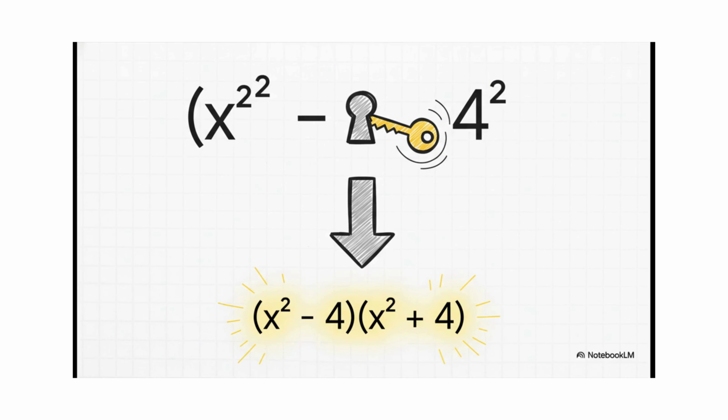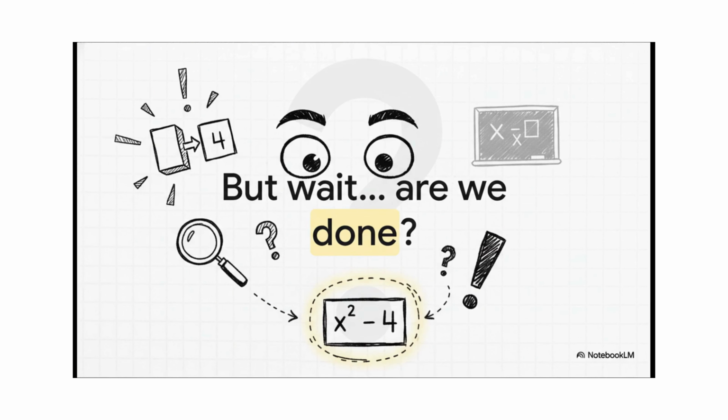So just by applying that rule, we can instantly factor our expression into x squared minus 4 times x squared plus 4. That is a huge step forward, and we did it in a single move, all thanks to that identity. But here is the crucial question. Are we actually done? One of the biggest mistakes people make is stopping too early.